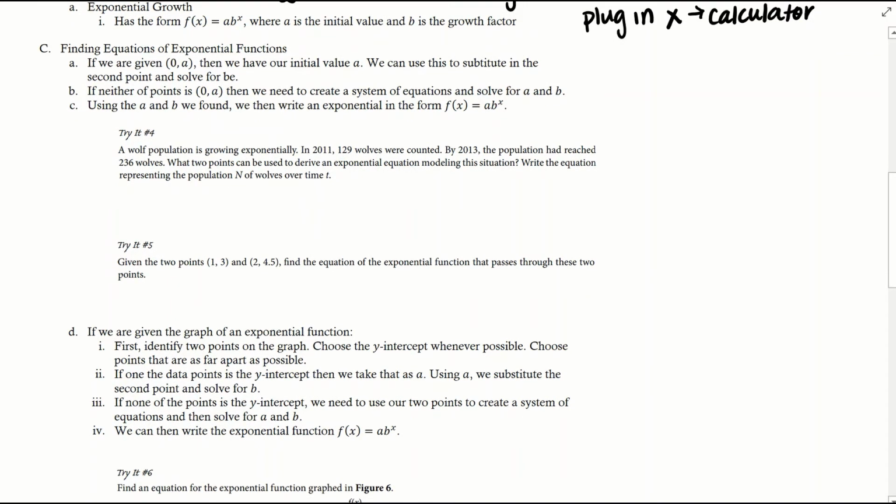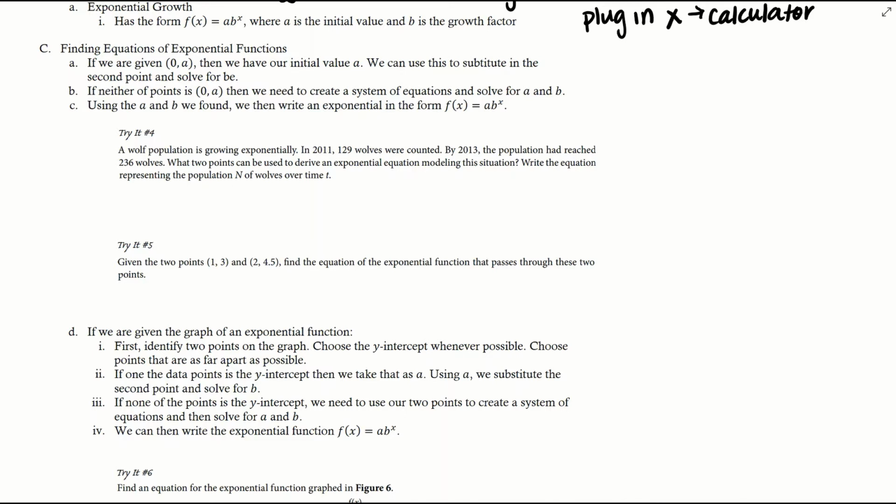So, finding an equation of an exponential function. If we're given a point of the form (0, a), we are going to take a as our initial value and put it back in for a point, and then we should be okay. And you'll find another point. If neither point is that initial point, you're going to create a system to solve for a and b, and then use whatever a's and b's you found to form your function.